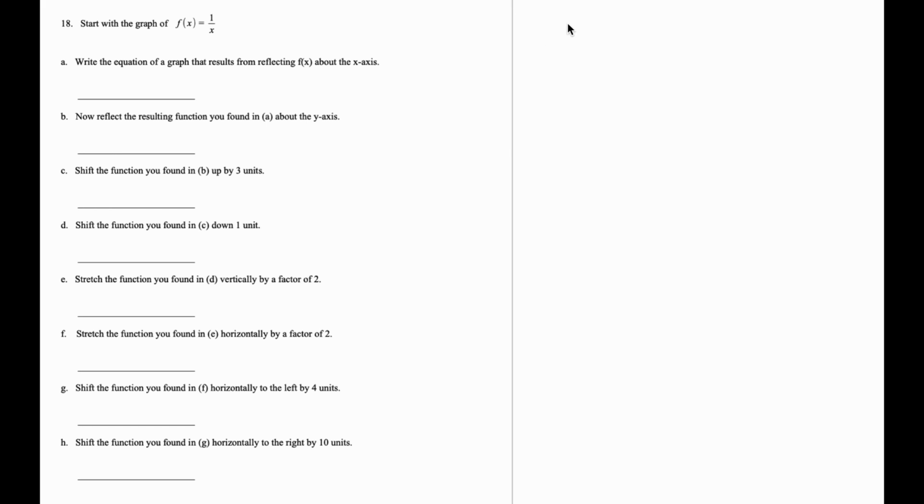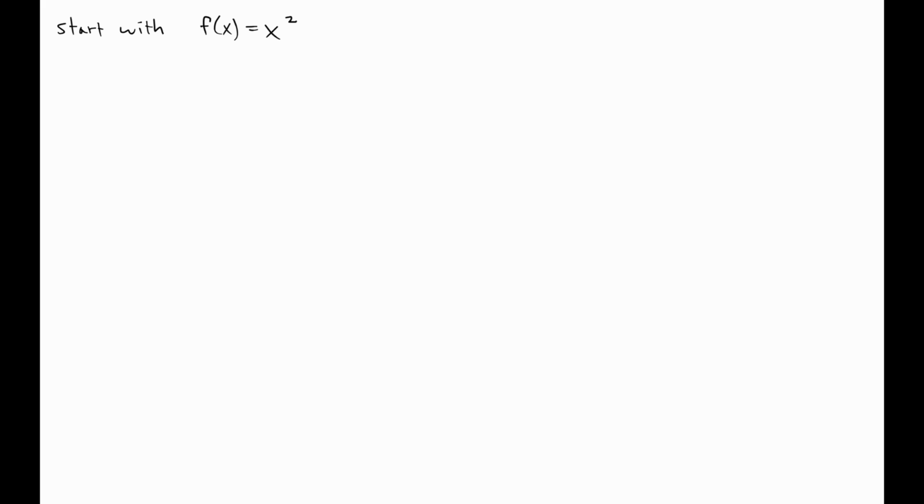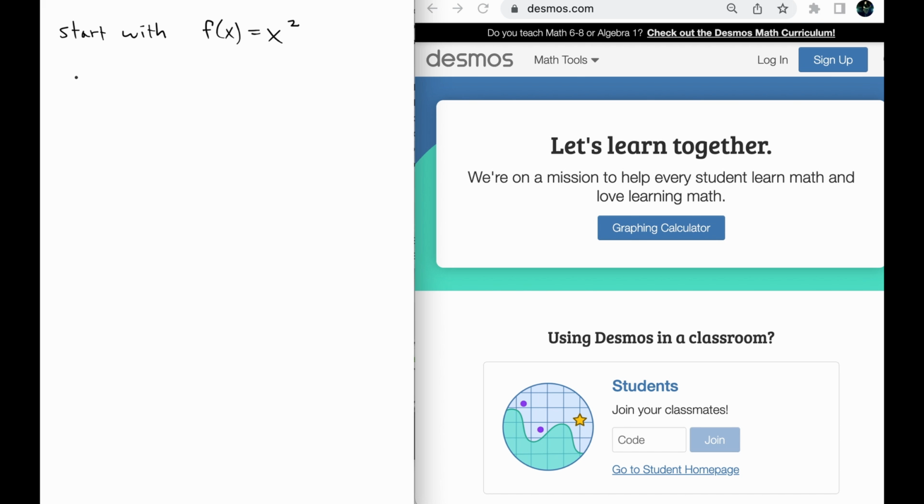So I'm going to start with a function f of x equals x squared. But I'll also enter my formula into Desmos, and then we can see what it looks like as it's being transformed. I'm going to do a vertical shift 2 units up.